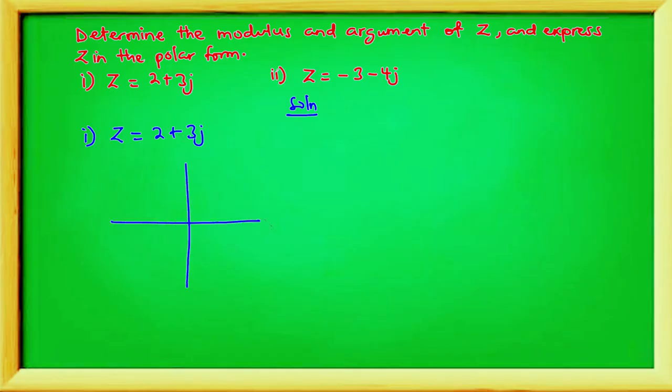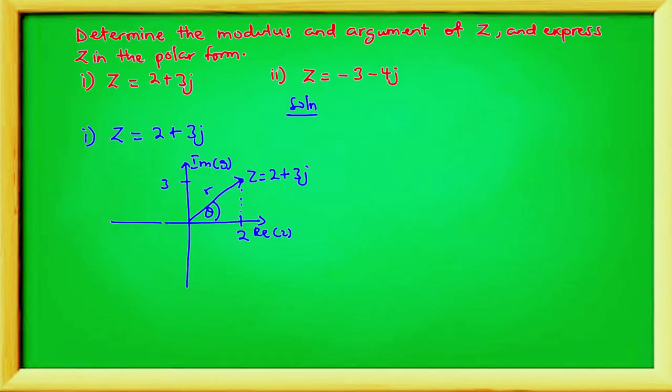So we draw our diagram. We have the real axis. We have the imaginary axis. On the real axis, we have the x component to be 2, and on the imaginary axis, we have 3. So we have z equals 2 plus 3j. This is the angle theta, and then we have r, that is the modulus.